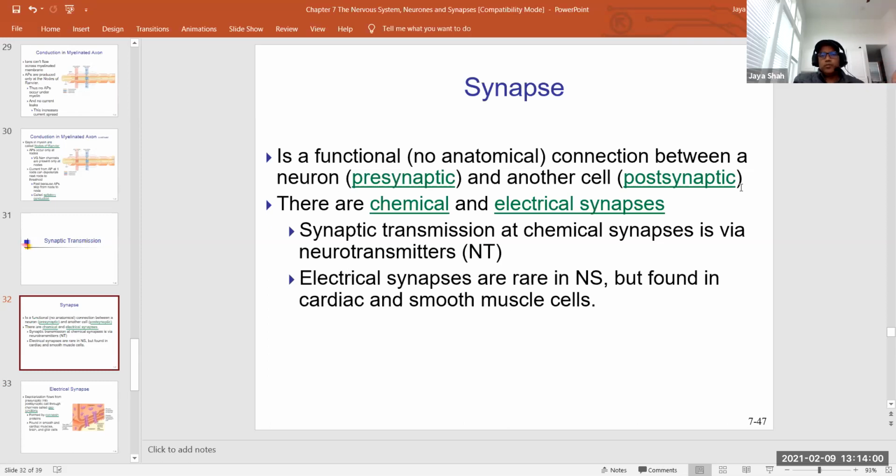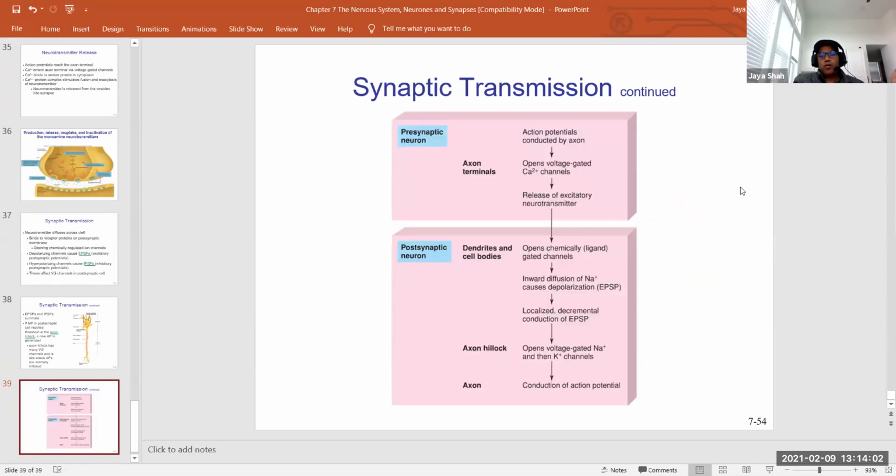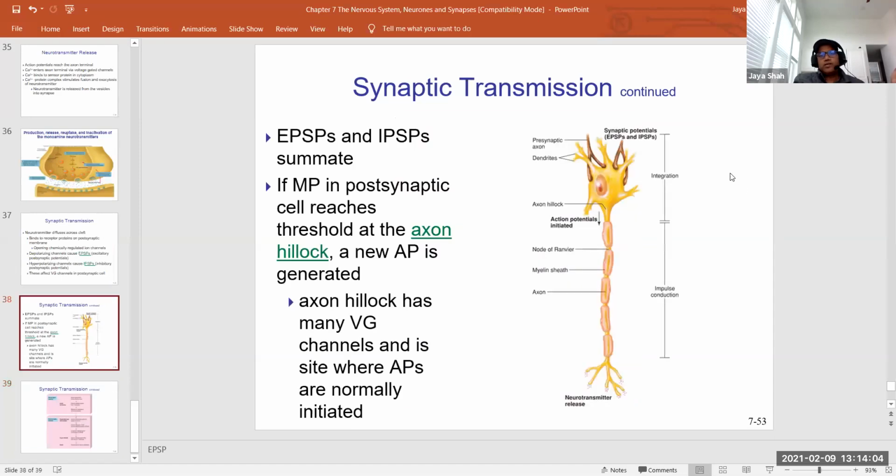So let me show you. I'm going to go all the way. So here are two sets of neurons. You see here, these are the axons of the first neuron. That's why you call them presynaptic axons. And this is the postsynaptic neuron. Are you following me? So the presynaptic neuron is attaching to the cell body.